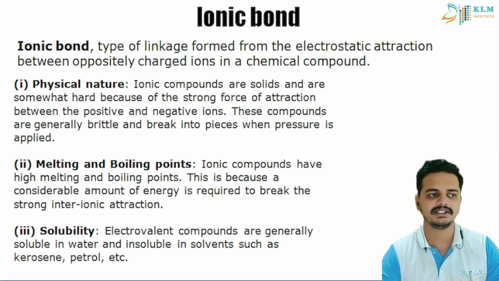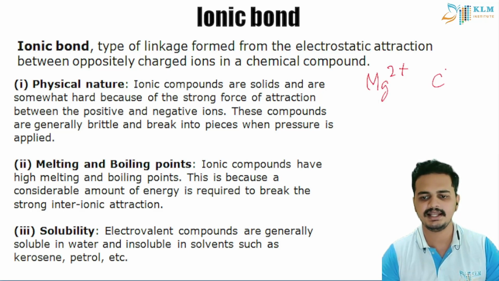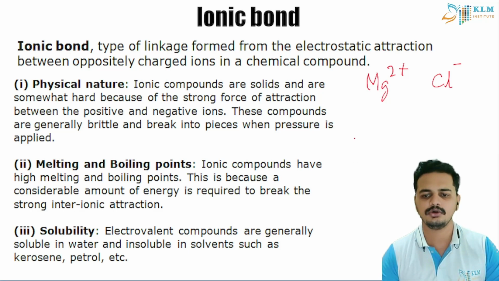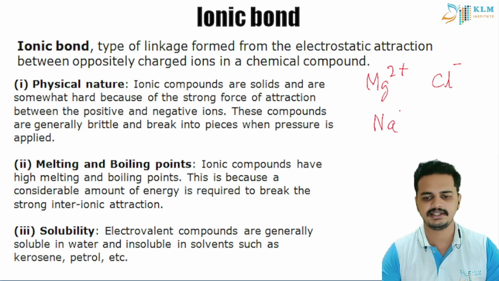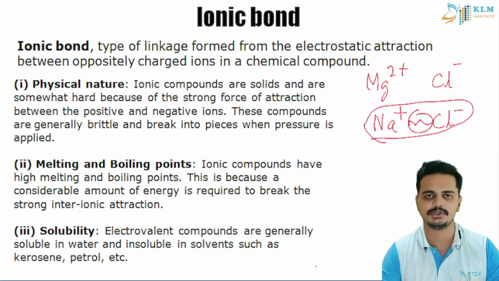When I say oppositely charged, what are these? We have Mg2+ and Cl-. These are oppositely charged, and you know opposites attract. You can also take the example of sodium, which is very simple: Na+ and Cl-. These are oppositely charged ions, so there will be an electrostatic attraction between the two. This attraction is known as an ionic bond, students.